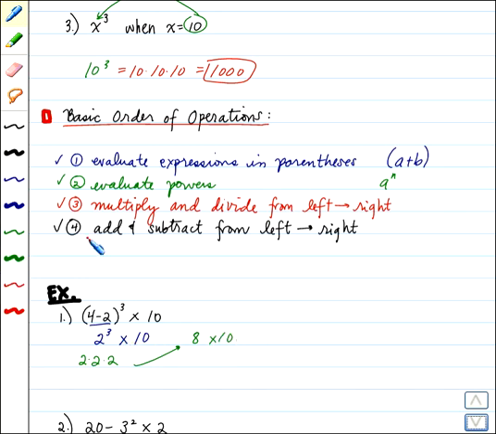So finally we're going to multiply and divide. In this case we have multiplication, so that's equal to 80. So that's our answer to this expression. That's how we solved it.